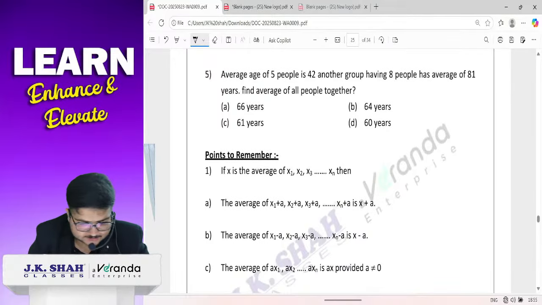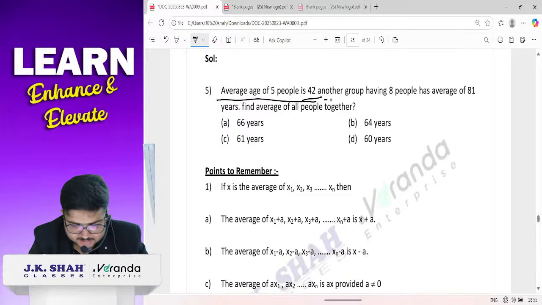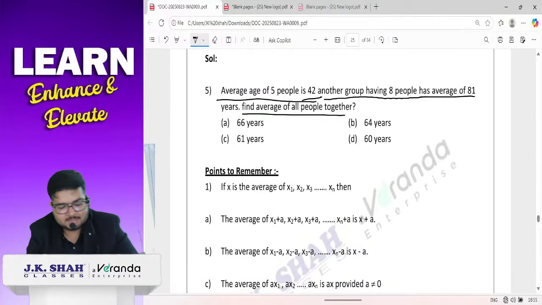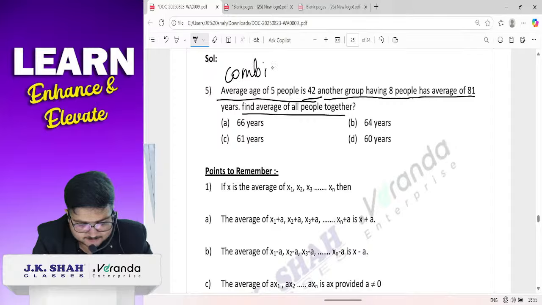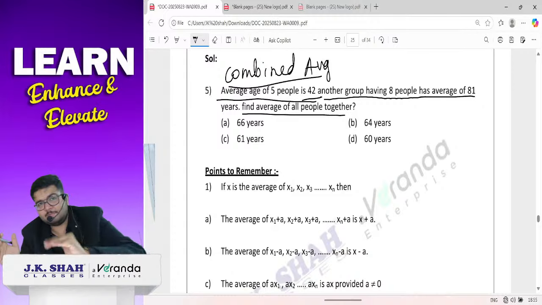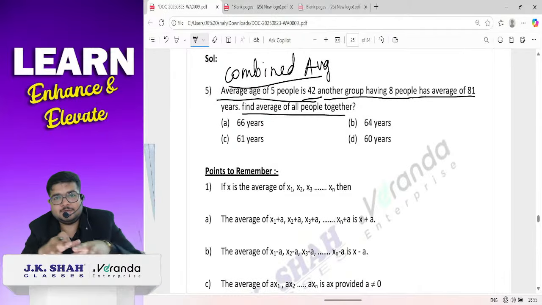Now, let us do this. The average age of 5 people is 42. In another group, there are 8 people whose average age is 81. Find the average of all people put together. Now this is an example of combined average. What is combined average? 2 or 3 groups will be given to you, and the average of each individual group will be given. They will ask you to find the average of those groups combined. You have to combine those groups and find the average.